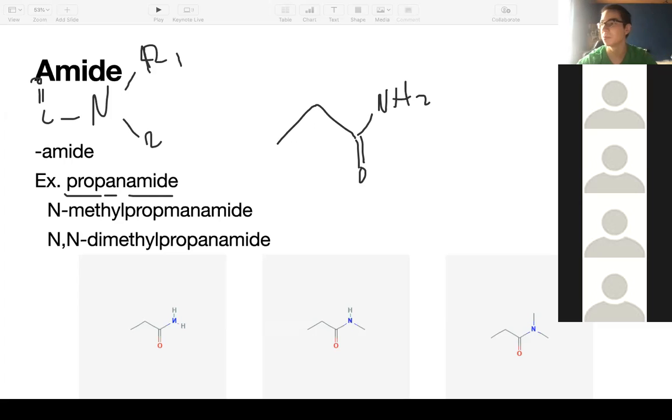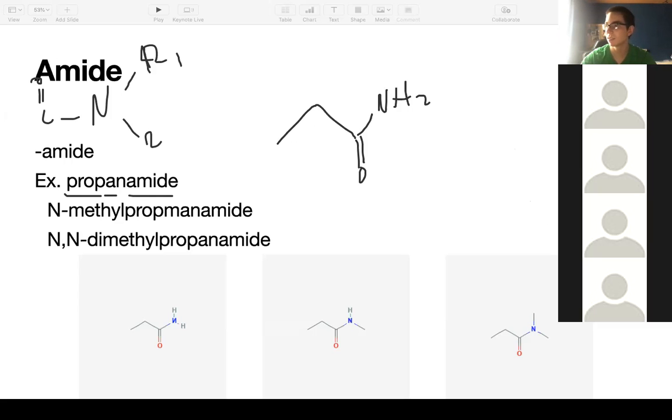Not to be confused with something like this, NH2 there, because it's lacking a carbonyl group. This is just amino. That's our amino functional group. So let's get rid of that real quick. Oops. So that's our propanamide.